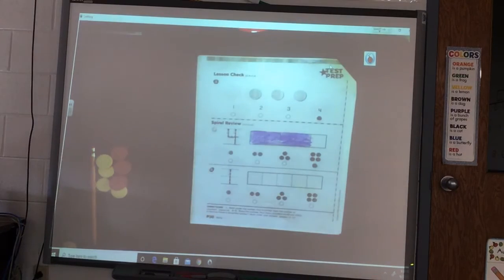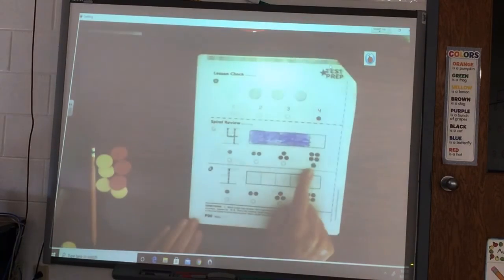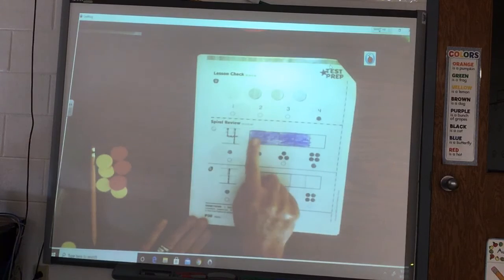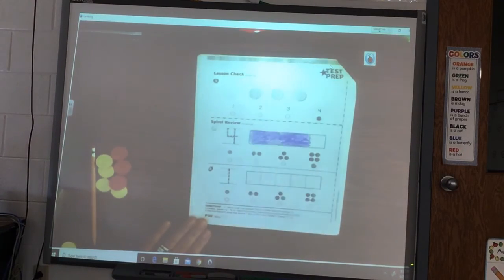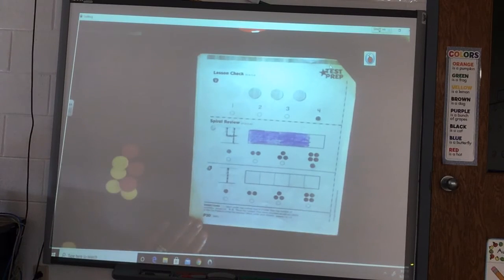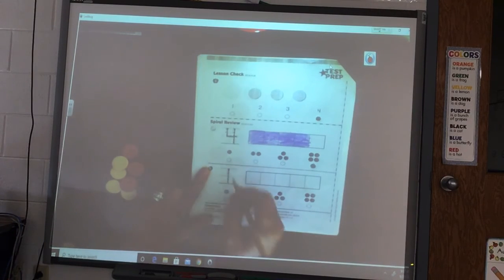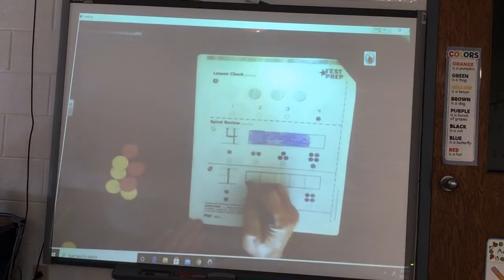So you showed me the number 4, you showed me 4 counters, and you filled in 1, 2, 3, 4 spaces on this 5 frame. All right, let's do that again. Down here by the leaf, we're going to trace the number 1. We're going to find 1 counter, and we're going to color in 1 space on the 5 frame.